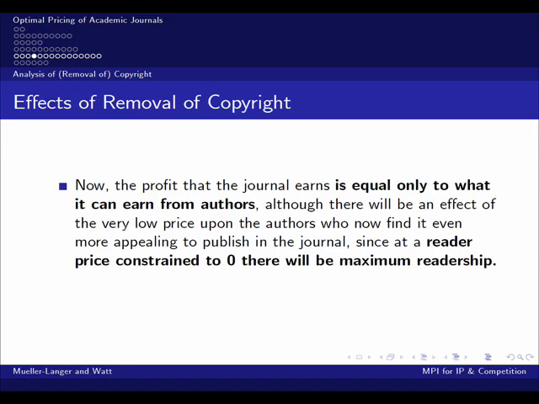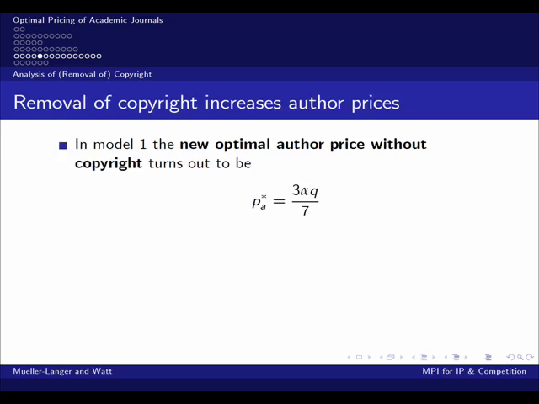So what actually happens when we have forced open access or the abolishment of copyright? Now, as I've already mentioned, the journal can only generate profit from the author side, and will be constrained to a reader price of zero. But this would also be a good feature for the authors, because at a price of zero, you would have maximum readership. Now, what does it do to our models?